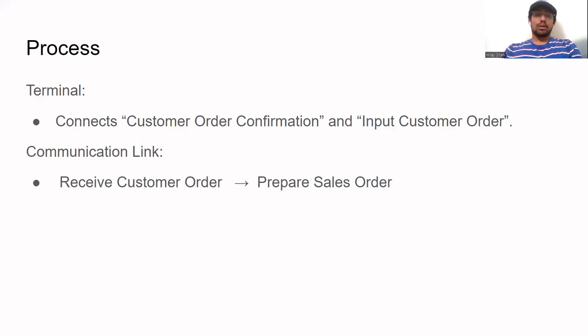To elaborate further, receive customer order involves receiving and capturing customer orders. It could be through various channels such as phone, emails, online, or in-person interaction. Prepare sales order converts the customer order into a sales order, an internal document used for processing the order, which may include verifying product availability, pricing and discounts, determining delivery logistics, and creating the necessary documents.